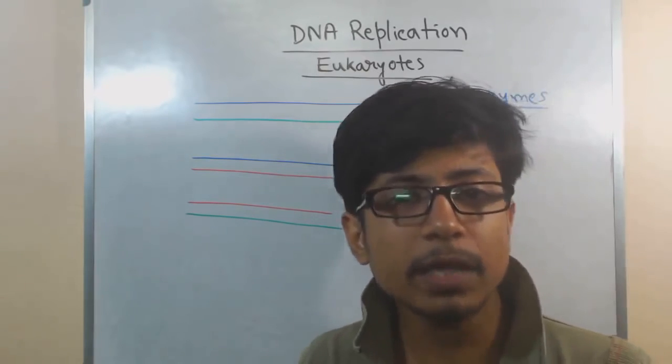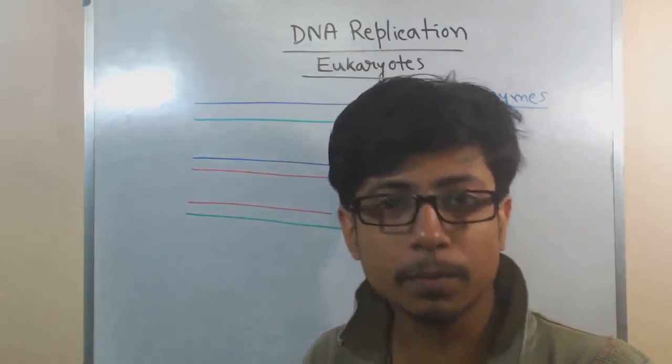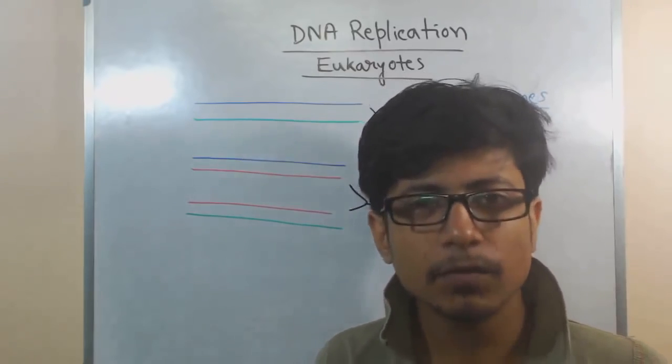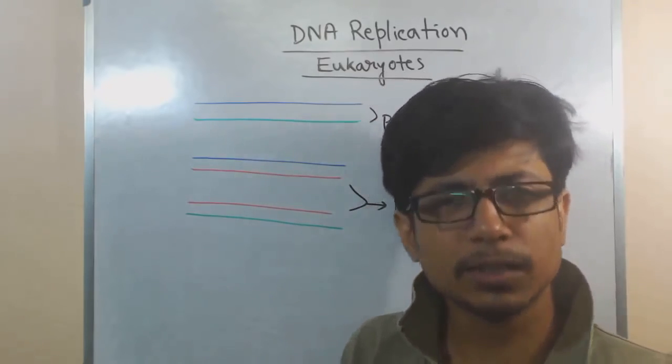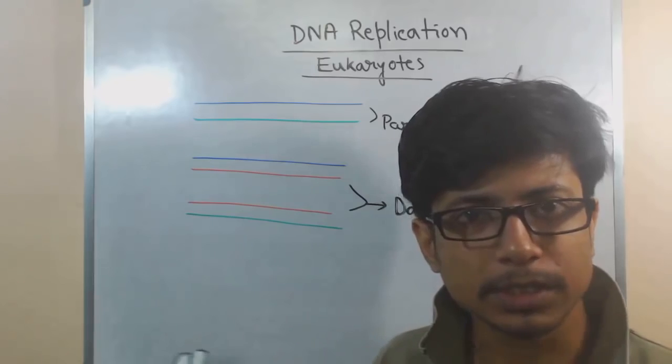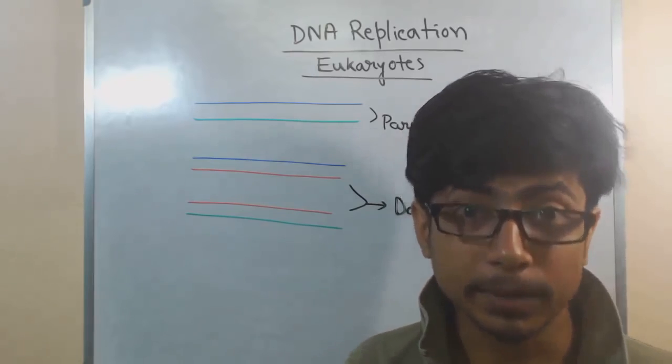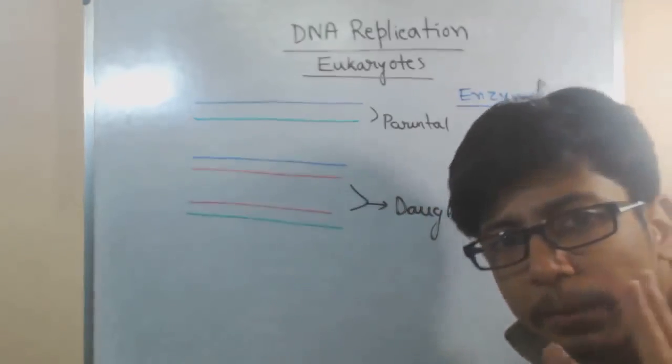But in case of prokaryotes, we have polymerase 3 for the major process and polymerase 1 for small synthesis of small fragments after the process is done of removing the priming part. This is the major thing.